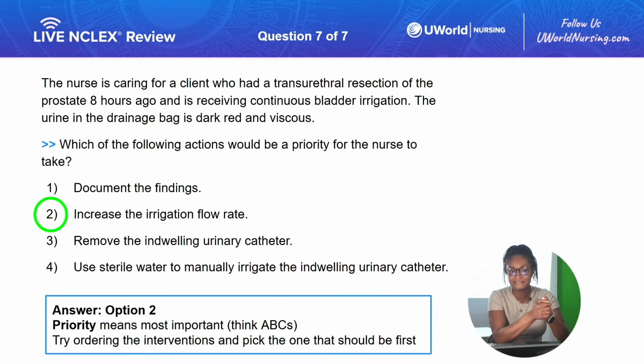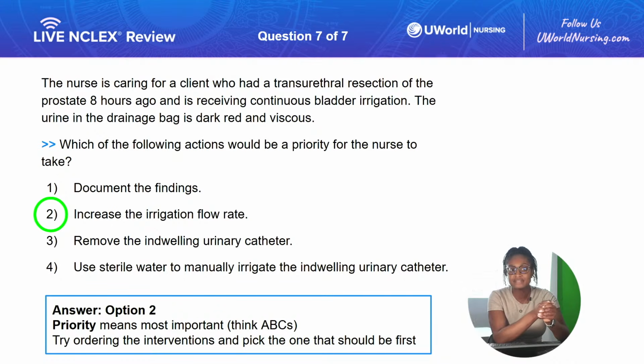Option 1, document the findings. This is something that, yes, we would do, but it's not priority because that dark red and viscous output is actually showing us that we have a little bit of a complication that we need to attend to. So we're going to do a little bit more than document the findings.